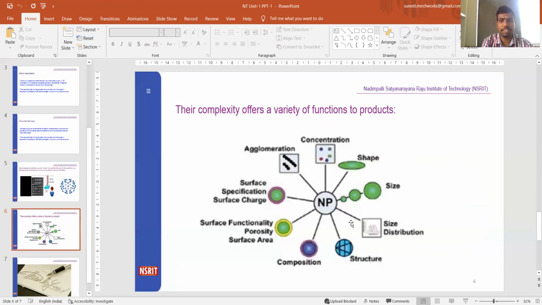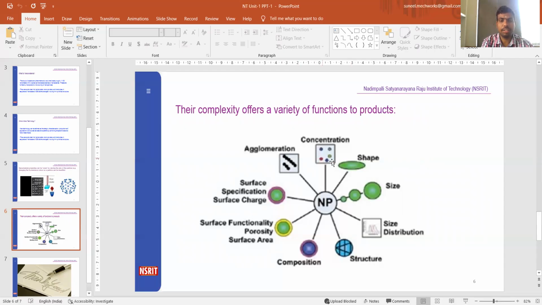Now coming to the complexity. The size, shape, distribution and composition of structural materials are considered for nanomaterials. Under these nanomaterials, it may be considered with respect to concentration, or shape, or size. Different porosity and each and every consideration will be taken into account with respect to nanomaterials, which can be agglomerated into different types. How can we consider the different types based on shapes and dimensions?